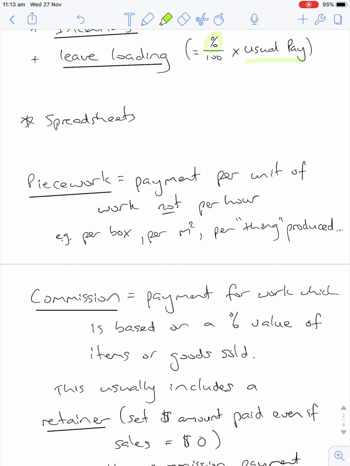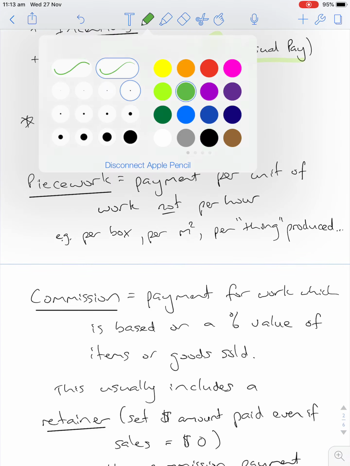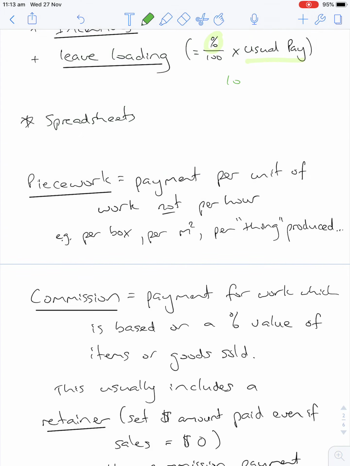And what that will have calculated, I'm going to change colours there, is your actual loading. So it's basically a percentage of question. So you get your percentage times it by the amount. However, sometimes the question might say how much are you going to get paid with the loading. So if they ask for the total pay, then what you're going to get is not just a percentage of, but you're going to do the 1 plus your percentage over 100. So it's basically your multiplier, a percentage increase, times your usual pay.